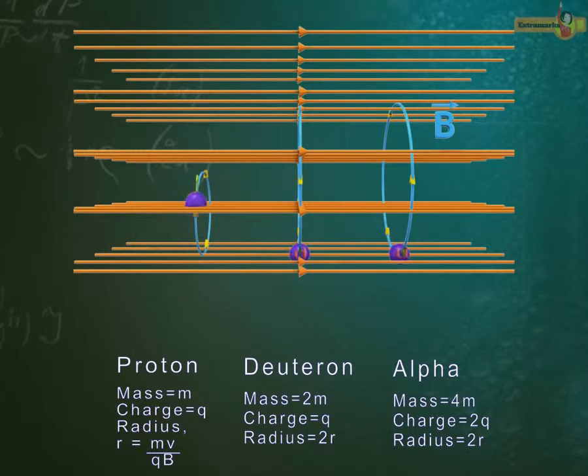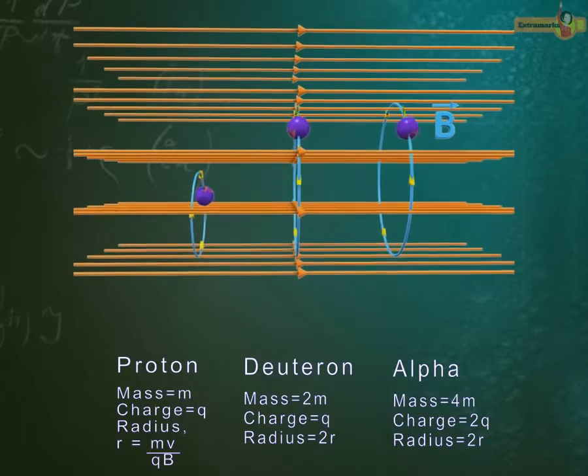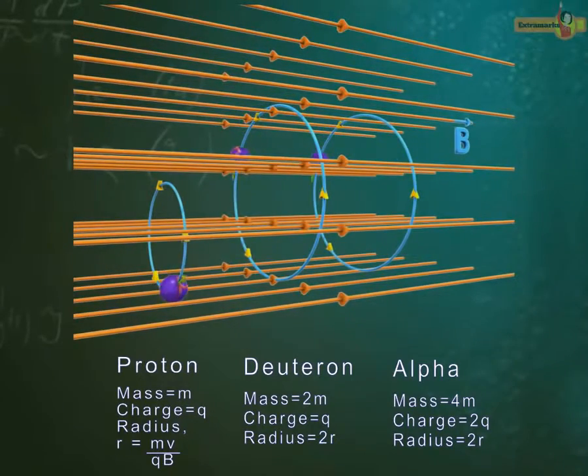We now consider three different charged particles: proton, deuteron and alpha particle moving with the same velocity v in the same direction in the given uniform field. As soon as the magnetic field is applied, all three of them start moving in a circular path. Since the radius of the circular path depends on the charge and mass of the particle, it'll be different for different particles.